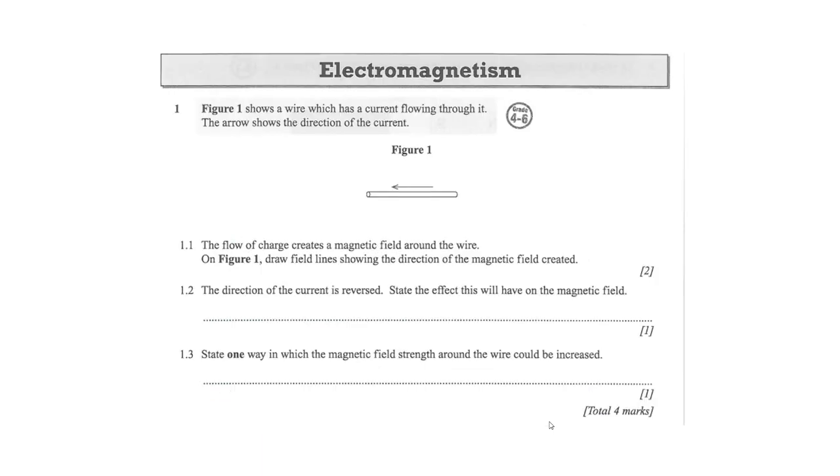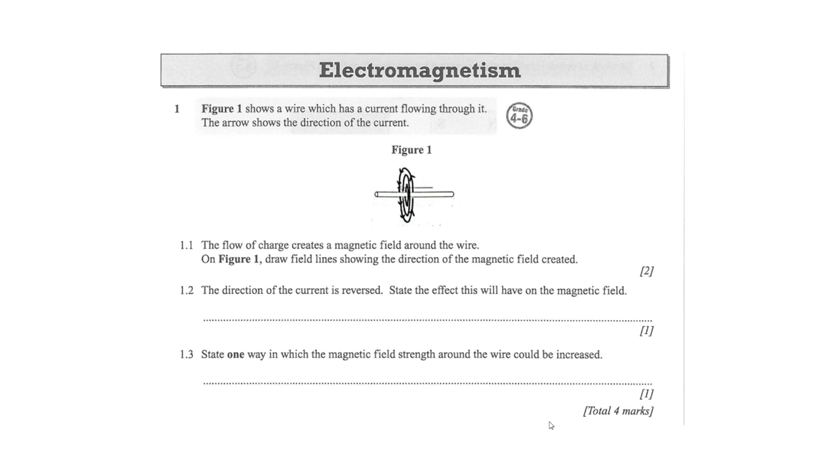Electromagnetism. Figure 1 shows a wire which has a current flowing through it. The current is going from right to left. The flow of charge creates a magnetic field around the wire. On figure 1, draw a field line showing the direction of the magnetic field created. Remember, you're going to create a magnetic field which is circles around the wire, and you're going to use the right-hand rule to determine the direction of the magnetic field. You should have something like this. If you do it really well, the lines should be much closer to the wire than they are further away.